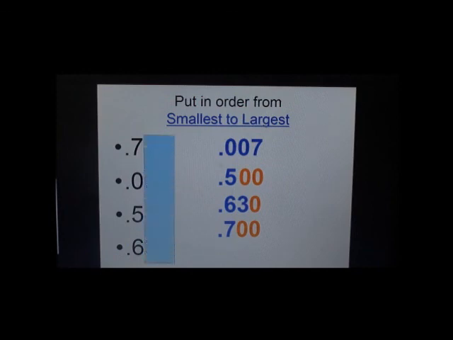Remember, the first thing you want to do is look at the highest place. Now sometimes, just like in alphabetizing, we can have them tie with a letter, and they could tie with a place, and you'd have to go on to the next place. That didn't happen here, though.